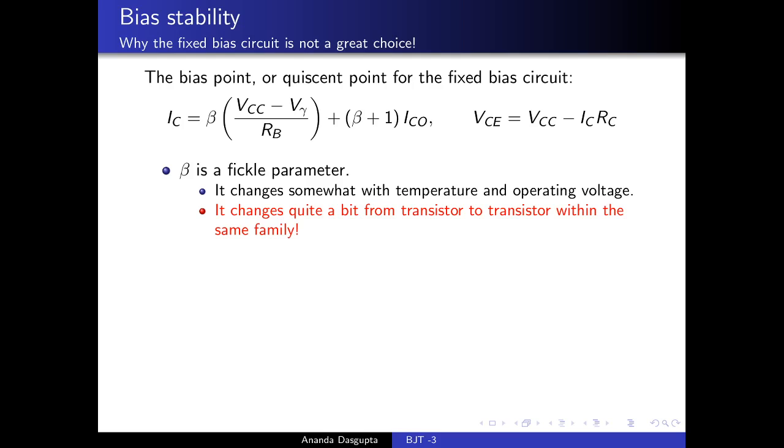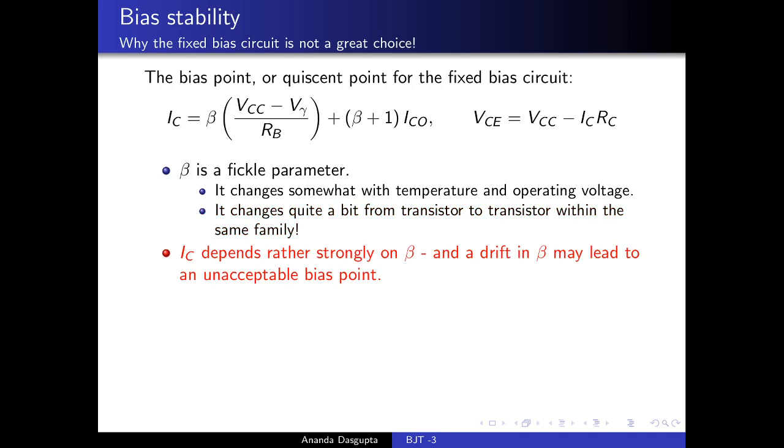Be the case whatever it may, strong variations in the bias point is not a great idea, and so that's one reason why the fixed bias circuit is not so good, because the bias point, IC and VCE, changes drastically with changing beta. So you may end up with an unacceptable bias point because beta has drifted. Whatever be the reason, maybe temperature has changed, maybe you have to replace the transistor, changing beta may make your circuit go from a usable, nice circuit to one which you simply can't use.